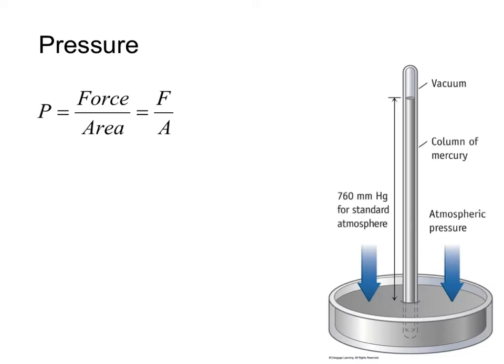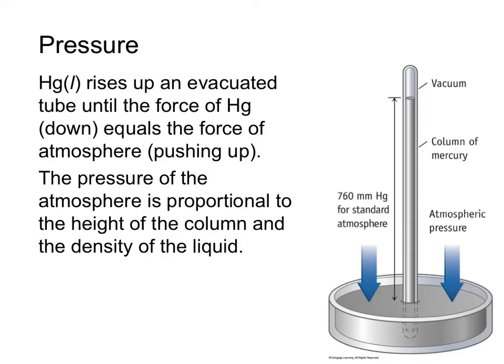Pressure is defined as the amount of force pushing down per unit area. In this example, we can see the force of air pushing down on the mercury, which would then cause the mercury to rise up in our measuring device. We can then measure that rise and get a measurement for the amount of pressure pushing down. The pressure of the atmosphere pushing down on the liquid in this example will be proportional to the height of the column and the density of that liquid.